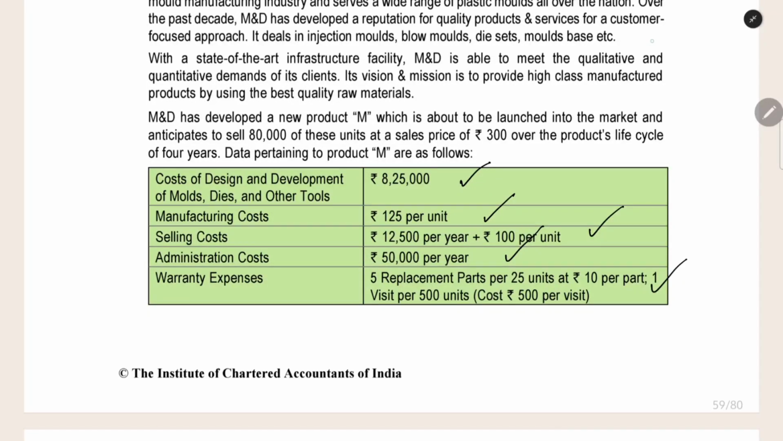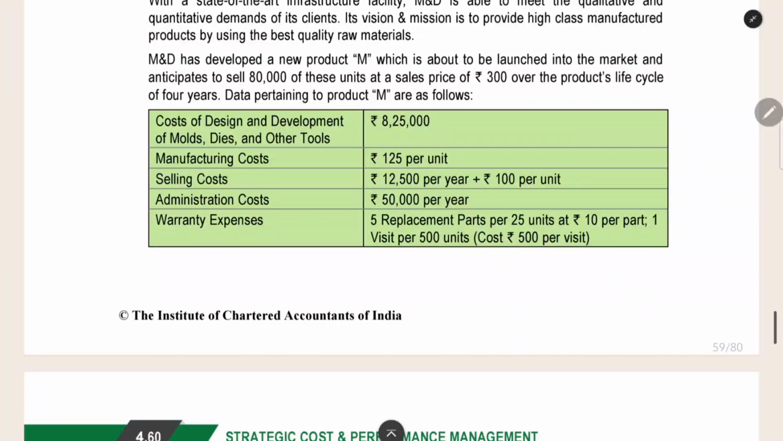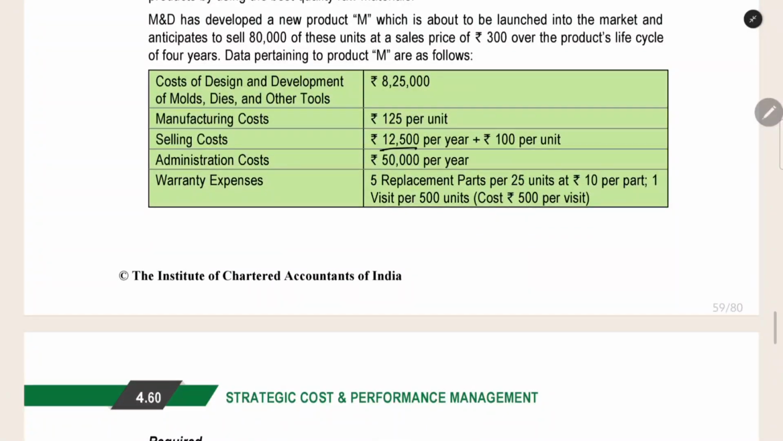Here they have given it in different metrics. Like this, 12,500 is per year. For calculating the total selling cost, we have to calculate 12,500 per year for the 4 years of the product life cycle. This is the yearly cost. And then per unit, 100 rupees per unit, we are going to sell 80,000 units. By doing these two, you will get the total selling cost.